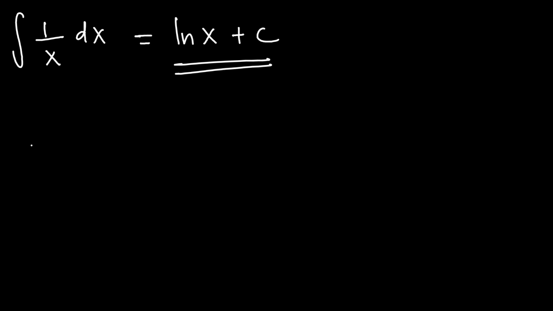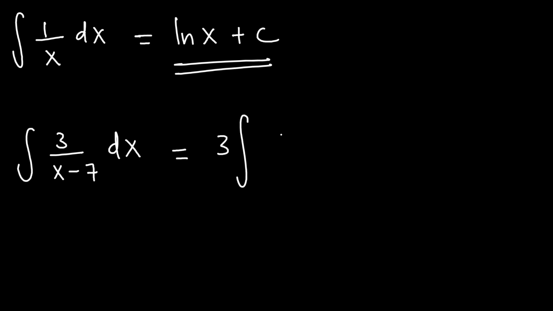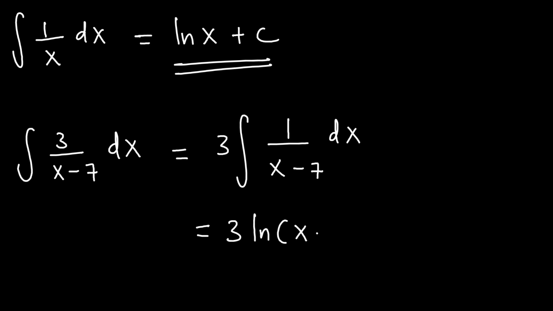Now let's say we have the integral of 3 divided by x minus 7 times dx. Now this can also be written as 3 times the integral of 1 divided by x minus 7 dx. And we know that when you differentiate x, you get 1, and when you differentiate negative 7, you get 0. Therefore, the numerator is the derivative of the denominator. So this will be equal to 3 times the natural log of x minus 7 plus c.